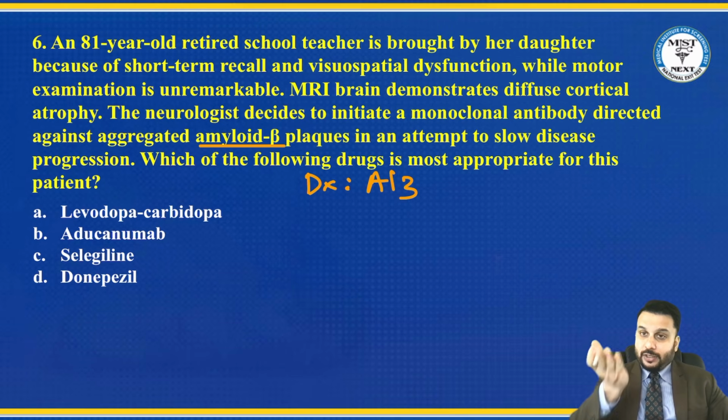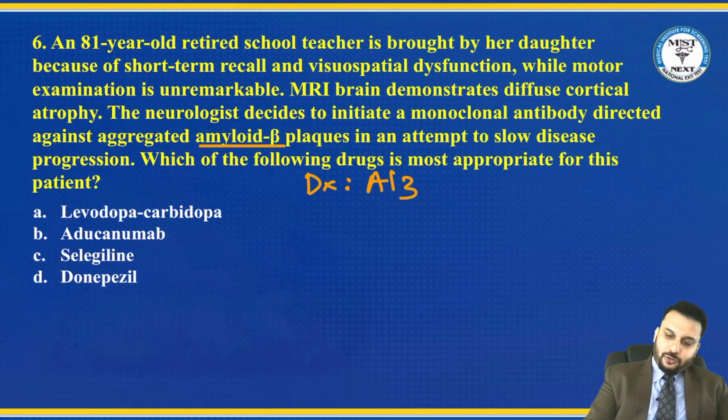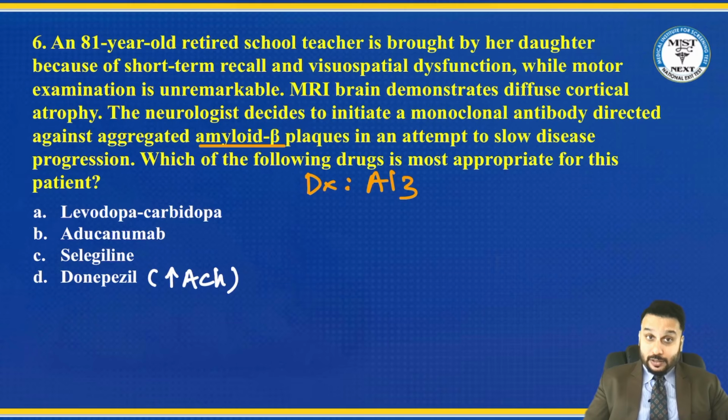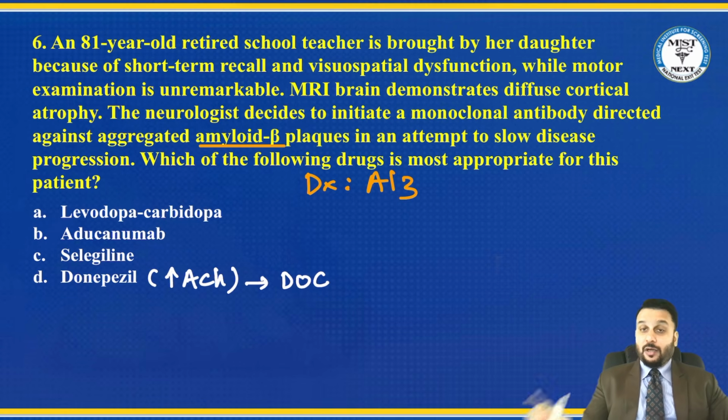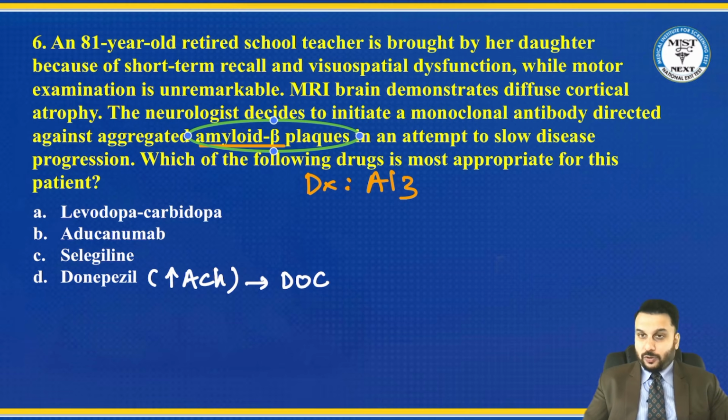So you need to increase the acetylcholine level. If you want to do that, the best drug is called donepezil, which is considered the drug of choice. This drug donepezil increases acetylcholine. This becomes the drug of choice in the treatment of Alzheimer. But the question did not ask you the drug of choice. They are asking you which medicine can slow down the disease by stopping this beta amyloid deposits on the brain.